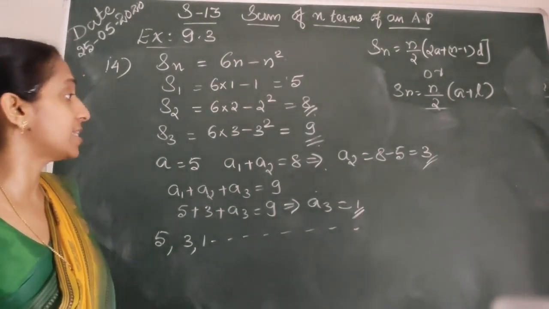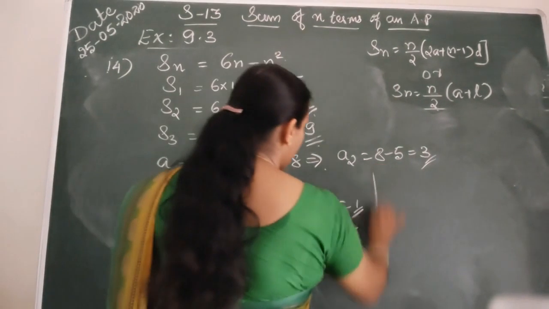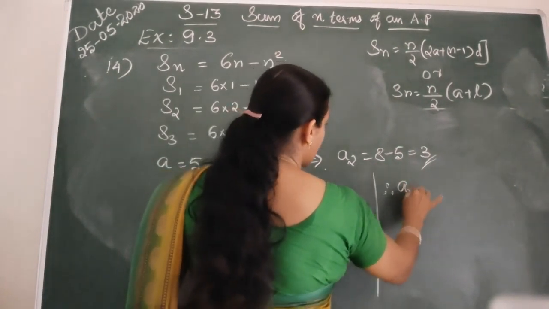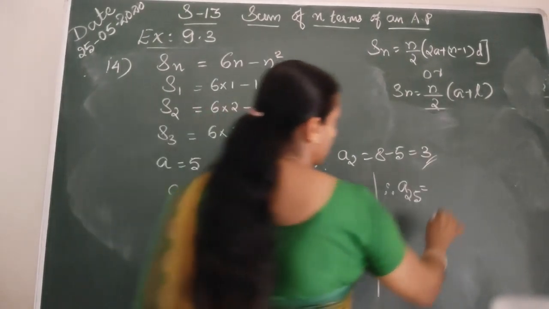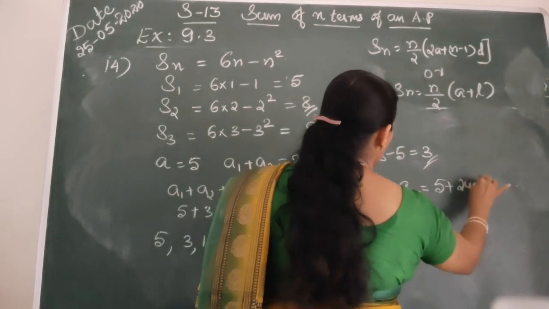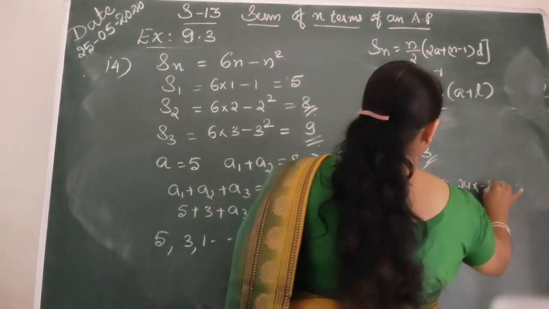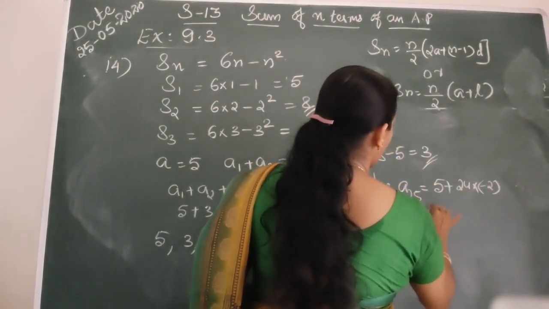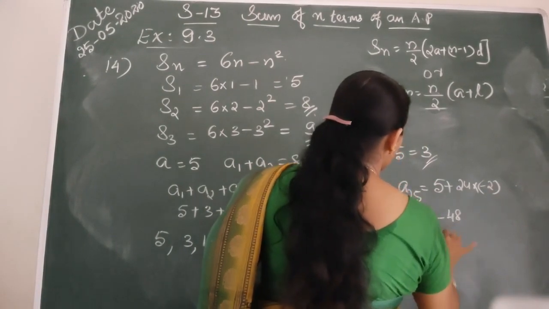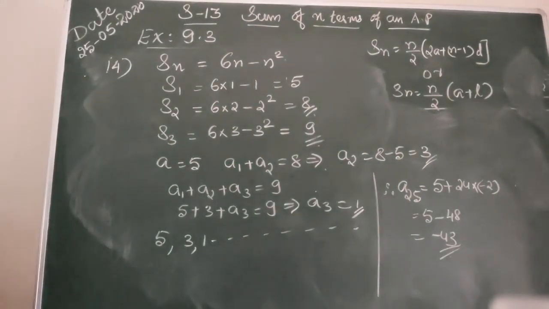Now, question not yet over. You have to calculate the 25th term. How can you calculate the 25th term? 25th term is A25. Therefore, A25 will be equal to A plus 24 into D. What is our A? 5. What will be your D here? Minus 2. So you will be getting 5 minus 48, minus 43. So A25 will be minus 43. No doubt. Minus 43.